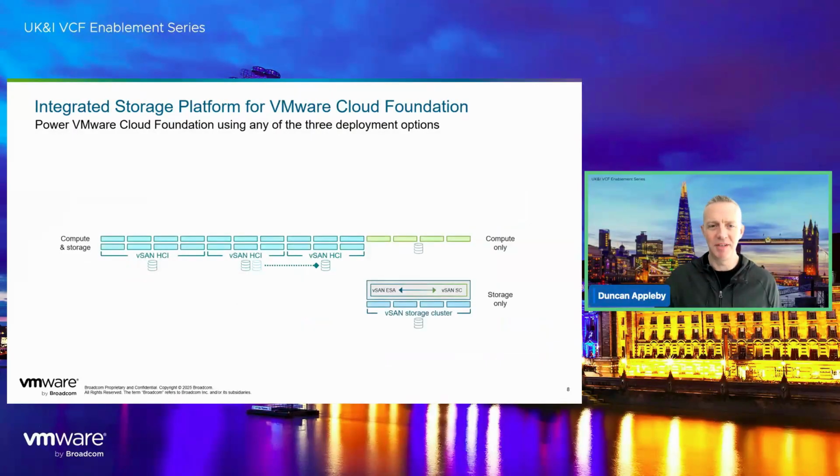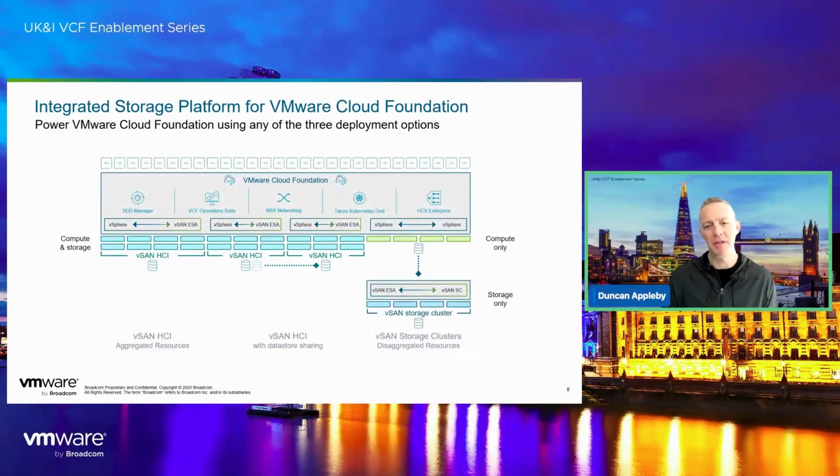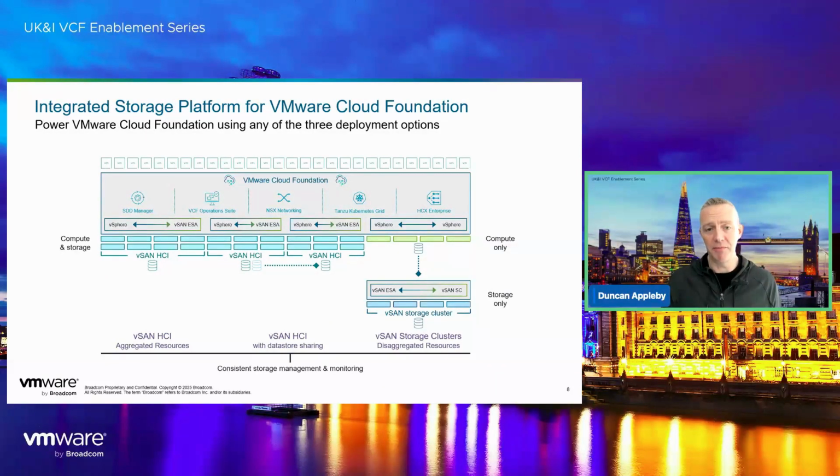So everything I've mentioned for the moment has been around vSphere, but let's look at how this can be consumed under VMware Cloud Foundation. In actual fact, all three ways that I've mentioned previously, we can consume storage inside a VCF environment: aggregated resources, HCI with datastore sharing, and a vSAN storage cluster. Within a single VCF instance, we can have multiple workload domains and multiple clusters, each consuming different types of storage, and indeed sharing different types of storage resources. And obviously the advantage of a vSAN storage cluster is that we can scale compute and storage independently.